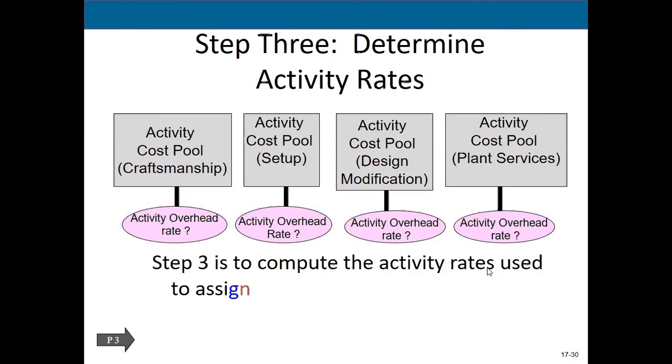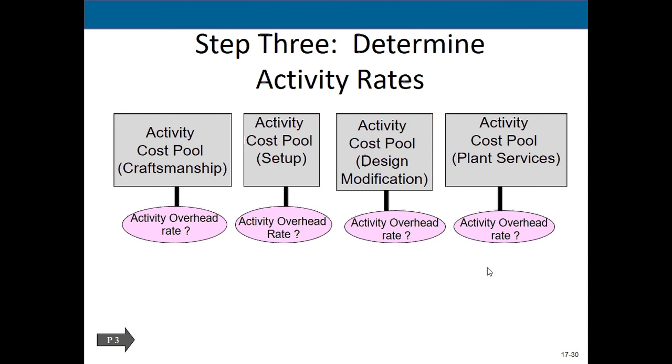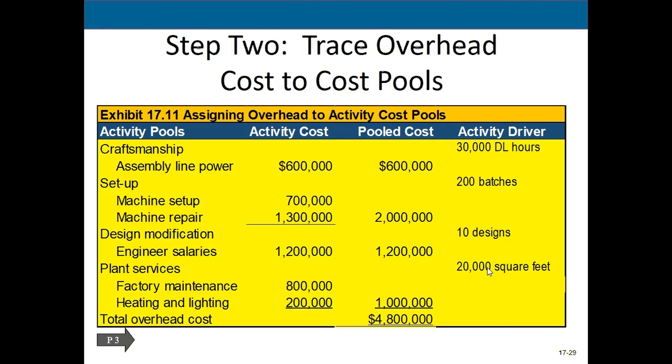Now we need to compute the activity rates used to assign overhead cost to final cost. Do you think that you could do that at this point? That would be a question. I'm just going to back up one slide. Do you think you could figure out what the activity rates are based on this slide? I think you probably can. I think you figured it out.